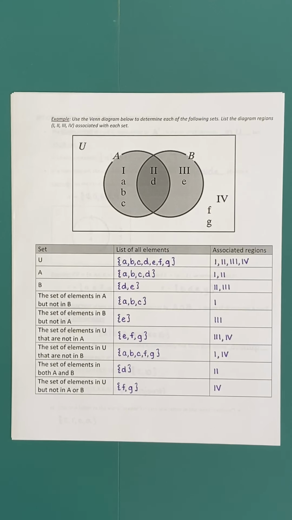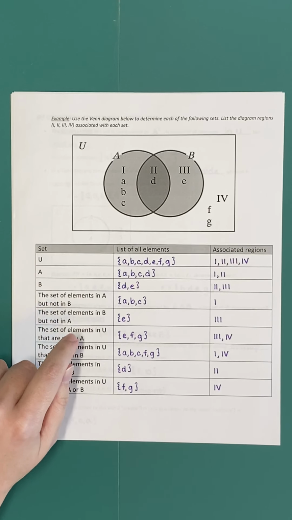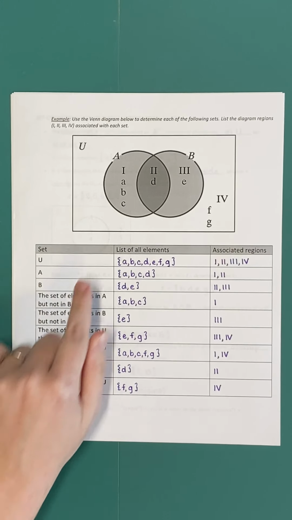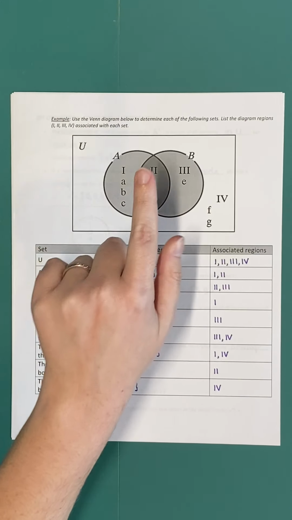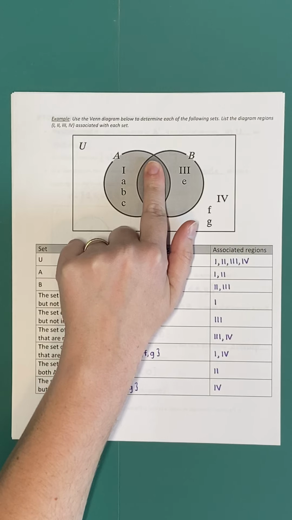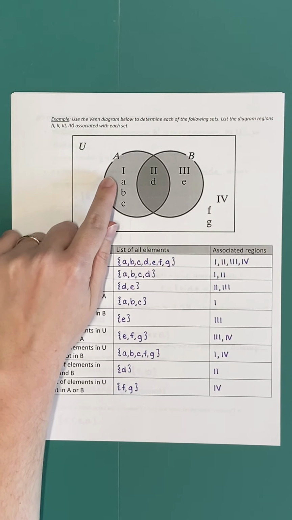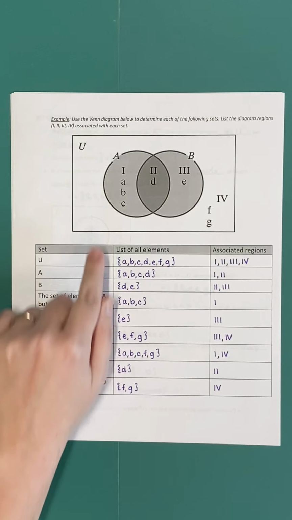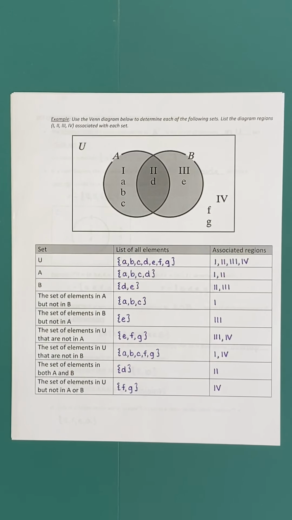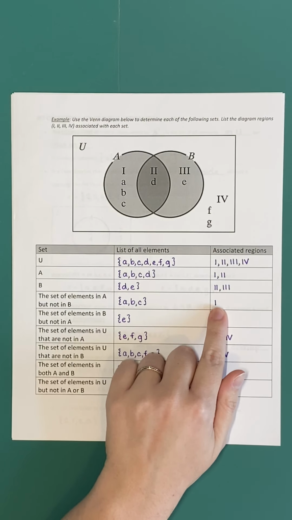Okay, so now let's be a little bit more specific. The set of elements in A, but not in B. So they are in A, but they are not in B. That's going to be anything that's in the circle for A, not including what's in the overlap. So that's going to be the elements A, B, and C. And notice that's only represented by one region. It's the one portion of the circle where we actually have something within A that's not within any other set. So that's going to be region 1.